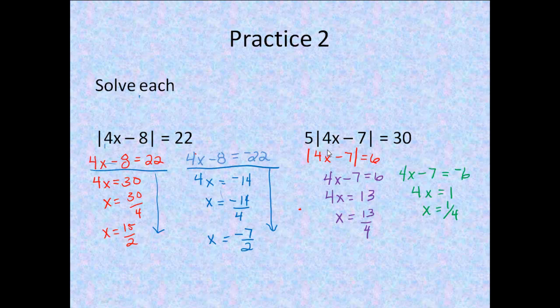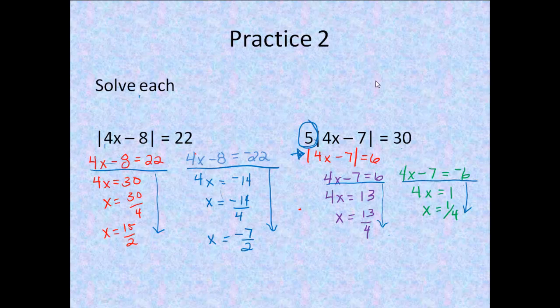This right equation, the first thing I had to do was get rid of this 5 on the outside because it was not part of my absolute value. So I divided that off on both sides and ended up with this new equation here in red. Then I was able to set up my two separate equations, the 4x minus 7 equals 6 and the 4x minus 7 equals negative 6. Went through my algebra steps and got 13 over 4 and 1/4.